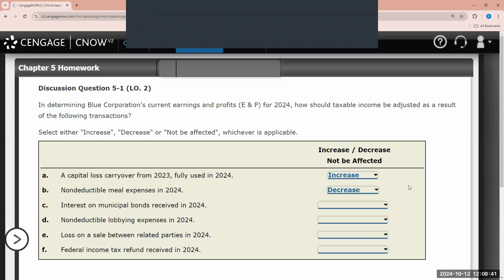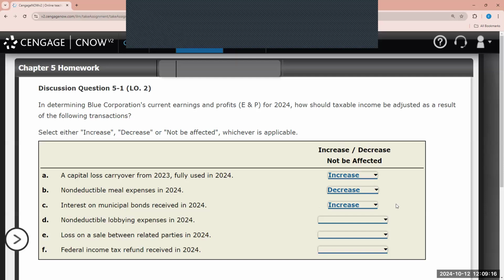Next, we have interest on municipal bonds received in 2024. The same logic applies. To determine current E&P, it's necessary to add all previously excluded items back to taxable income. So for tax purposes, interest on municipal bonds is not considered taxable. However, if we think of it logically, the interest is money that the company is receiving. Therefore, they have more money on hand, which increases their dividend paying capacity.